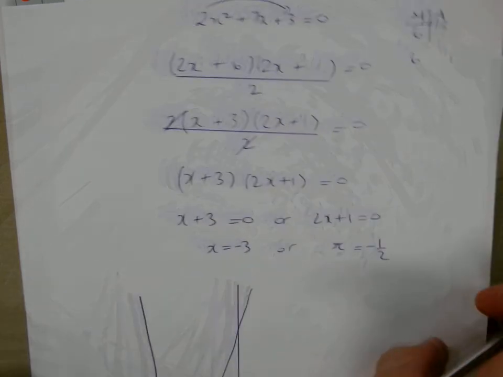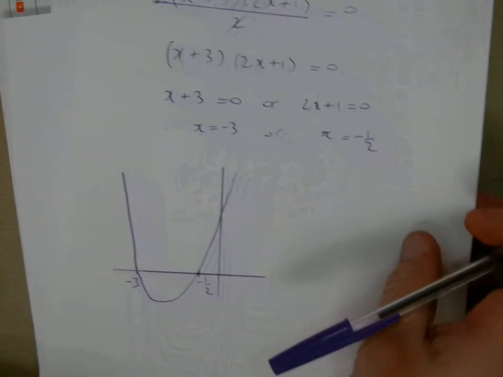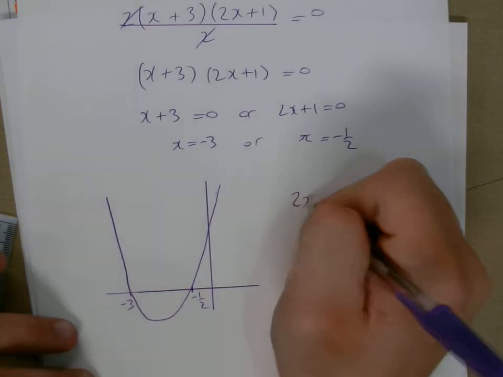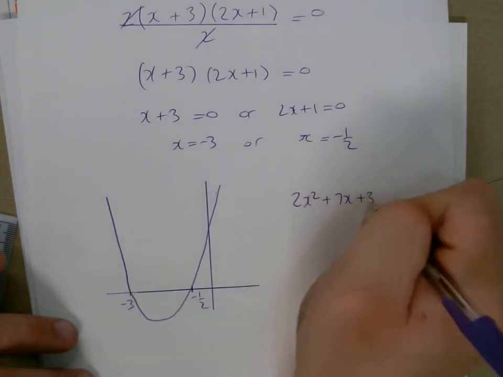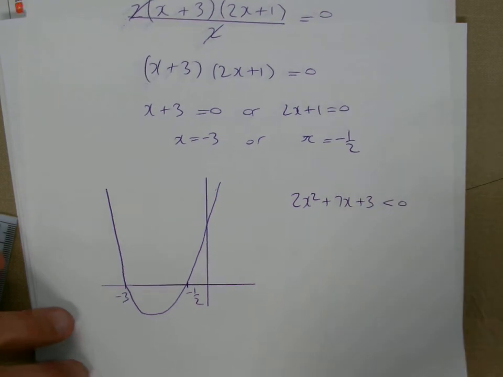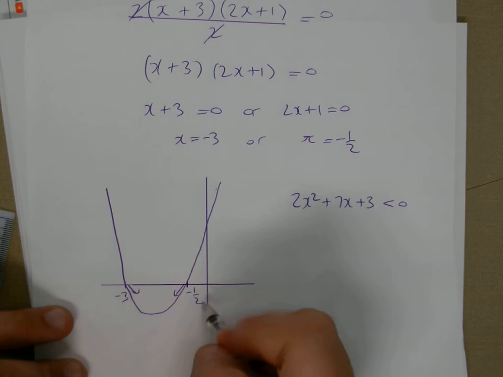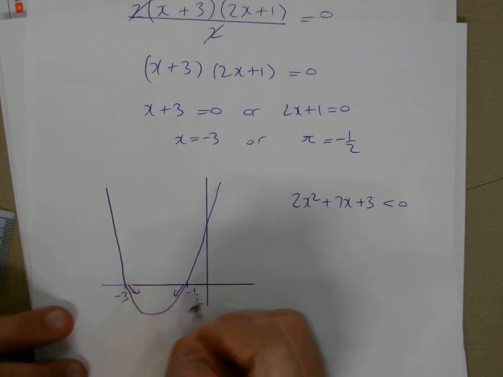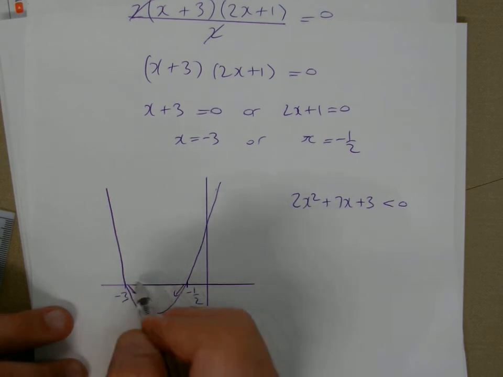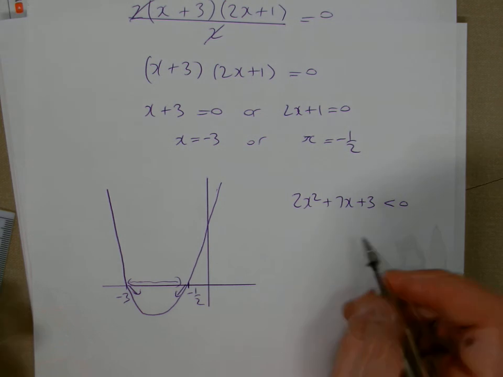Alright, so I've got that there. And then we look at what we actually want to solve. Going back to my quadratic, it was 2x squared plus 7x plus 3 is less than 0. So I'm interested in when it's less than 0. Underneath here, in the negative y values where the curve is negative, it's the x values that are in this range that produce the negative values of the curve.